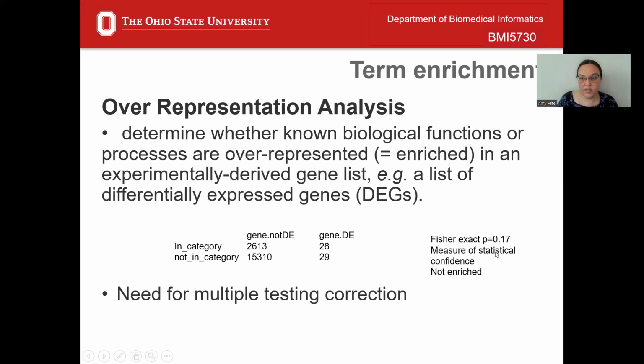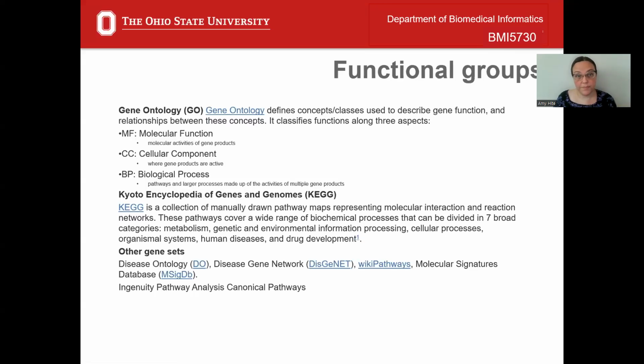Now, in this case, we tested one category. In real life, you might have a whole lot of categories. We'll talk about the types of categories later, but there might be 200 categories you're testing. So if we just went by p-value, you'd be getting a lot of false positives. So this is another case where we need to do multiple testing correction because we are testing every one of these categories.